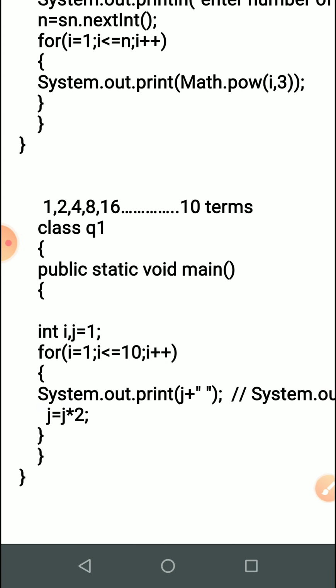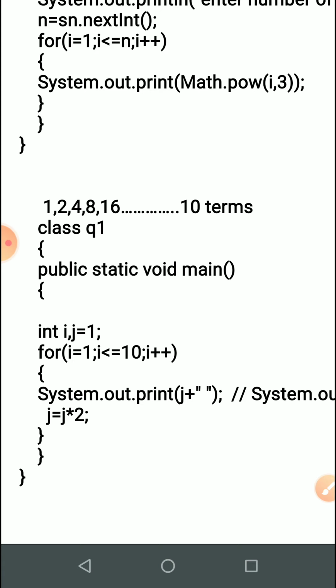Now the series 1, 2, 4, 8, 16. How is it progressing? 1 plus 1 is 2, 2 plus 2 is 4, 4 plus 4 is 8. Or it is not working in that way, so you can think of another way. So you have to see. What we saw: 1 into 2 is 2, 2 into 2 is 4, 4 into 2 is 8, 8 into 2 is 16.